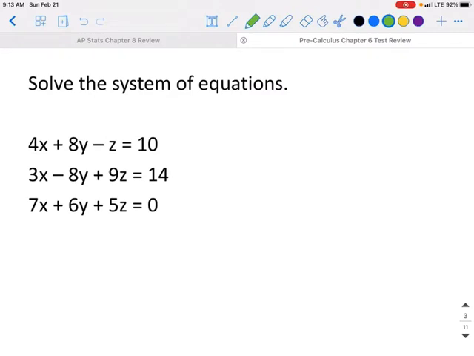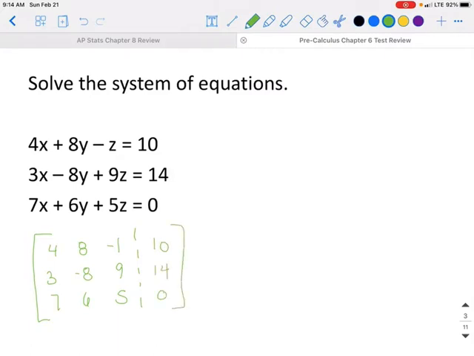Since we do not know if there's going to be exactly one solution to this, there could be infinitely many or there could be no solutions, I'm going to go ahead and augment. So again, you're going to start with the coefficients of your 3 equations, and you're going to augment it with what your equations equal.